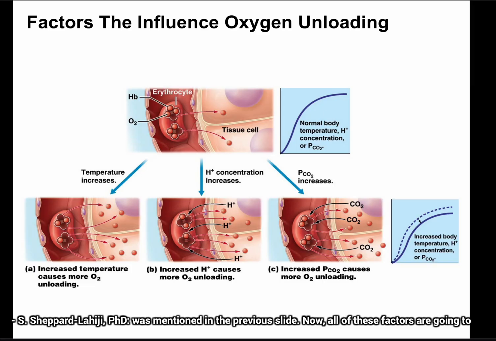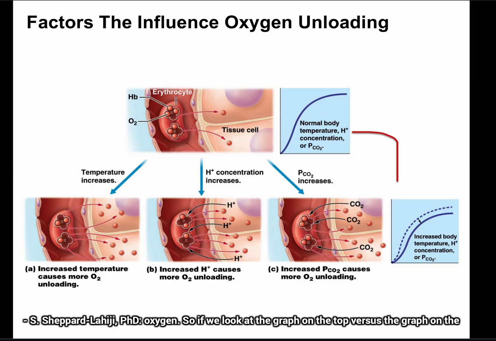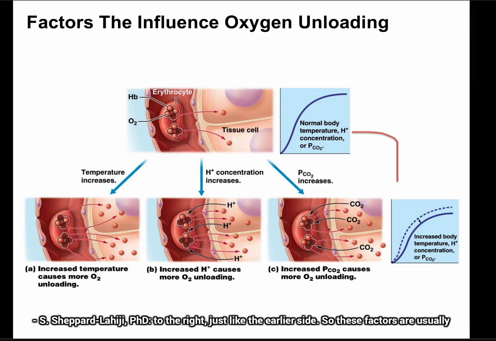Now, all of these factors are going to cause more oxygen unloading. And these factors are going to influence the three-dimensional structure of the hemoglobin protein. And as they do this, they're going to lower the affinity or attraction that hemoglobin has for oxygen. So if we look at the graph on the top versus the graph on the bottom, we see that these events will cause the dissociation curve to shift to the right, just like the earlier slide.